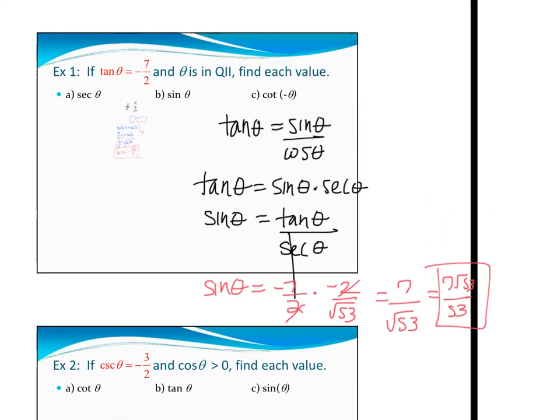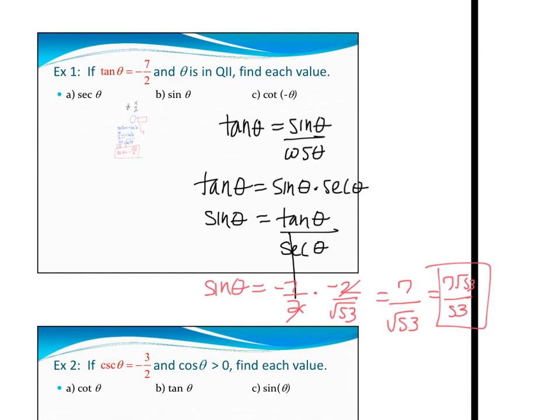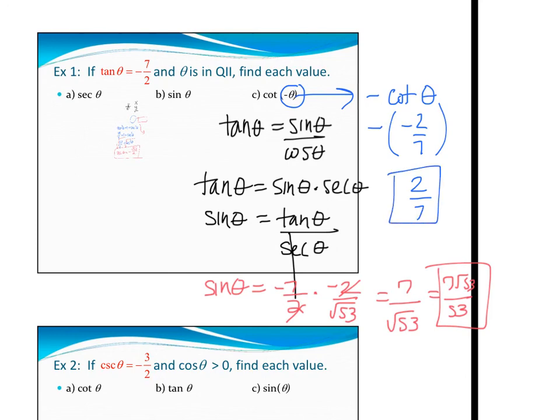On part C, we are asked to find cotangent of theta. Using our reciprocal identities, we know that cotangent of theta is equal to 1 over tangent of theta. We also know, because of our negative angle identities, that the negative sign can come out front, and cotangent of negative theta is equal to negative cotangent of theta. So if I know that my tangent is equal to negative 7/2, then I know that my cotangent is going to be equal to negative 2/7. And when I take the negative of negative 2/7, I get positive 2/7 to be my answer for part C.